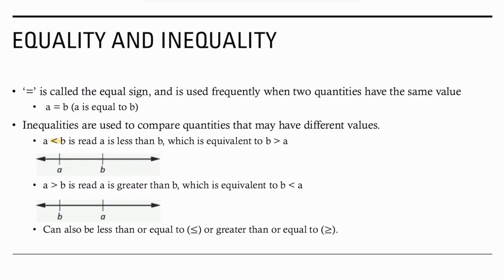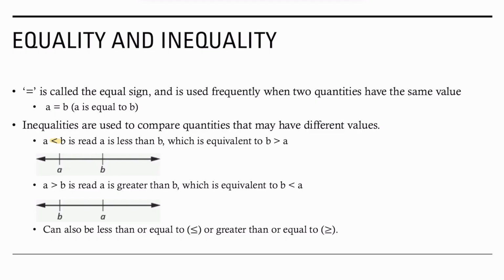And so this could be read left to right, or we can read it right to left, as long as we're thinking of the symbol pointing to the other value. So as an example, A is less than B. We could also flip the symbol and flip the whole inequality and say B is greater than A. These have the same value.